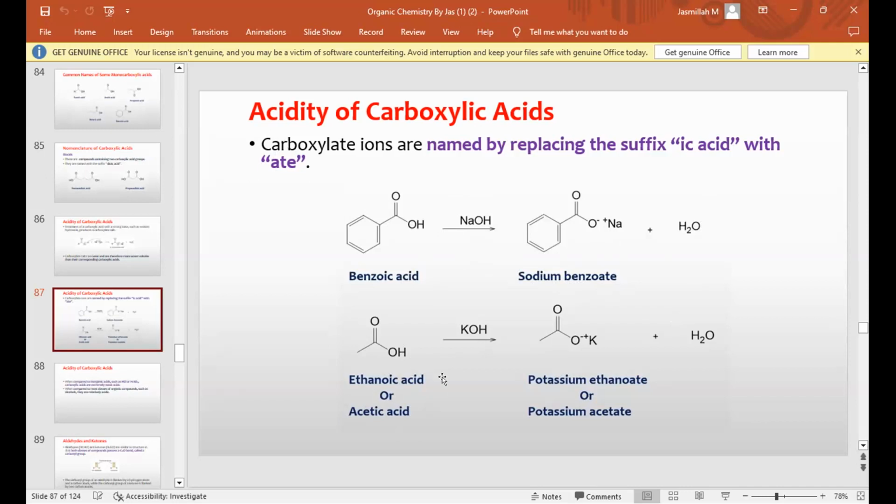Similar with this one, ethanoic acid or acetic acid, when it reacts with potassium hydroxide, it gives potassium ethanoate, or you can also say acetate. Whenever you see acet, you know acet means a two-carbon alkyl. I think I'm making sense. Acetic acid is also ethanoic acid, ethanoic acid because it has two carbons. You understand? Right.